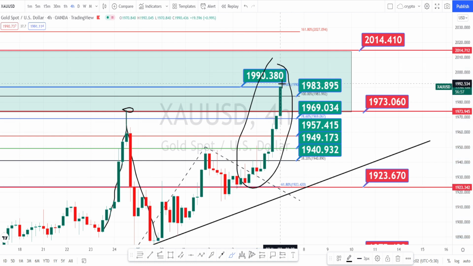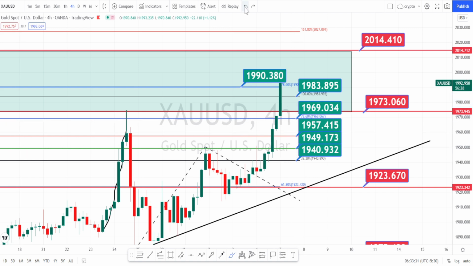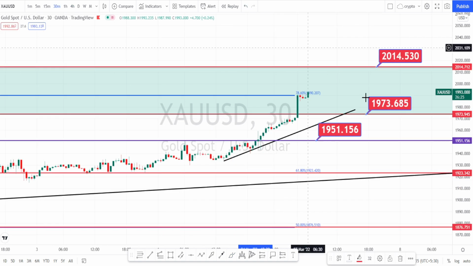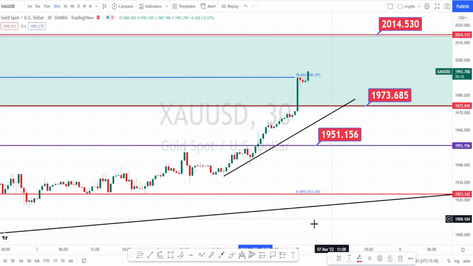So I am expecting a little bit of retracement to happen, but how much it is going to retrace fully depends on the current situation of the war tension. Let us do the analysis in the 30 minutes time frame. I am in the 30 minutes time frame now.